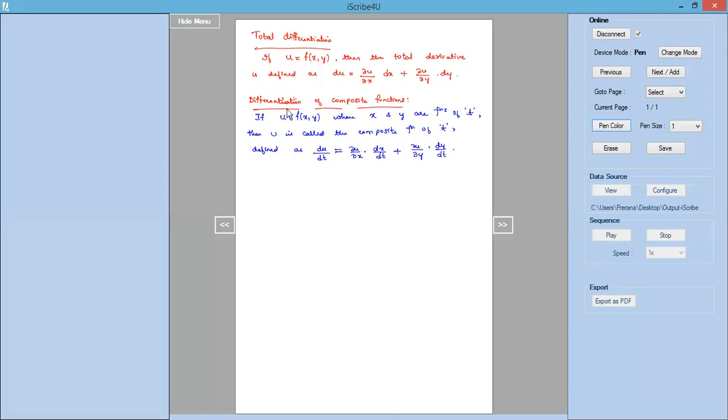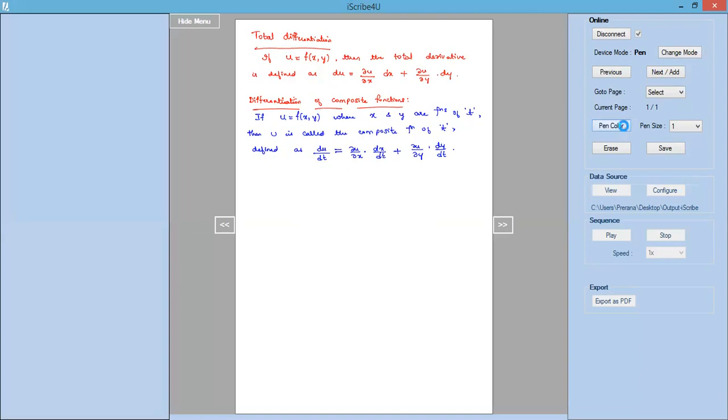So here we have taken u as a function of two variables x and y, which are in turn functions of independent variable t. Then u is said to be the composite function of single variable t, which is defined as du by dt is equal to dou u by dou x into dx by dt plus dou u by dou y into dy by dt. Here we considered u as a function of x, y, and x, y are functions of single variable t.